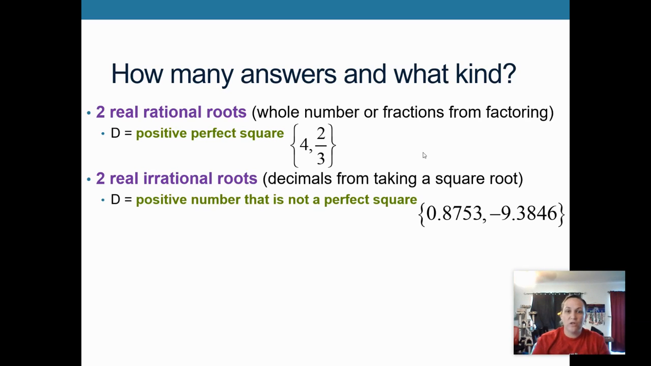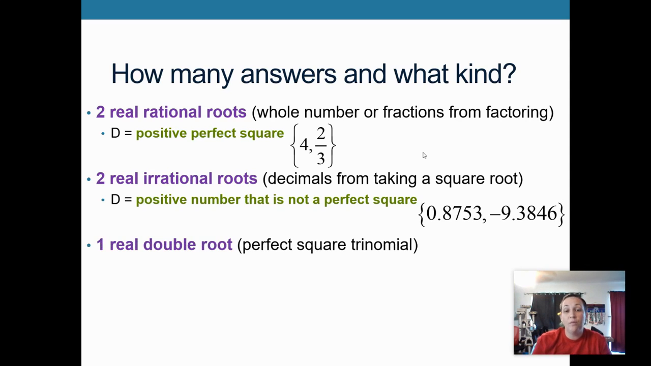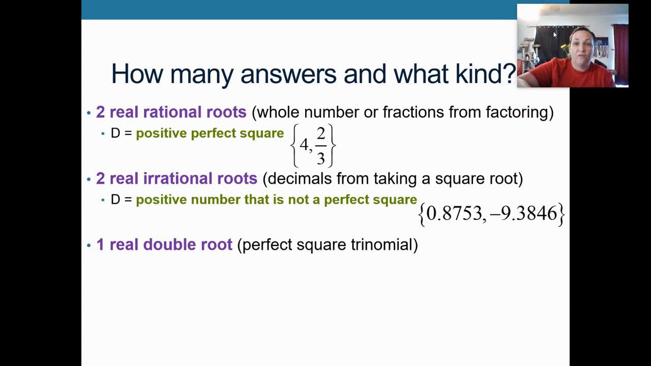Now, in both of those scenarios, you got two answers. For our next scenario, we're only going to get one answer, and this is when you get a double root. A double root, if we were factoring, would come from a perfect square trinomial, because then you would have the same parentheses twice. And a double root happens when your discriminant is the number 0. This is the only time it'll be a double root.